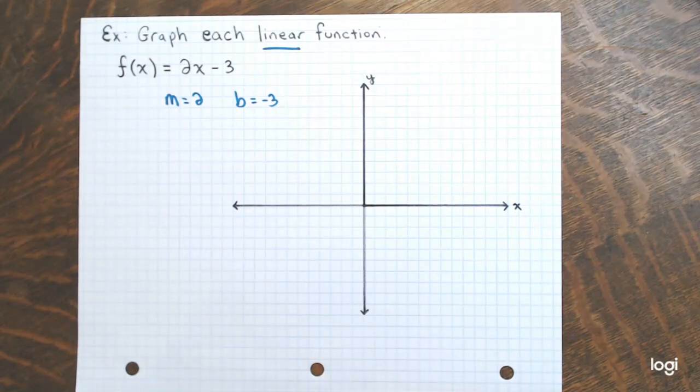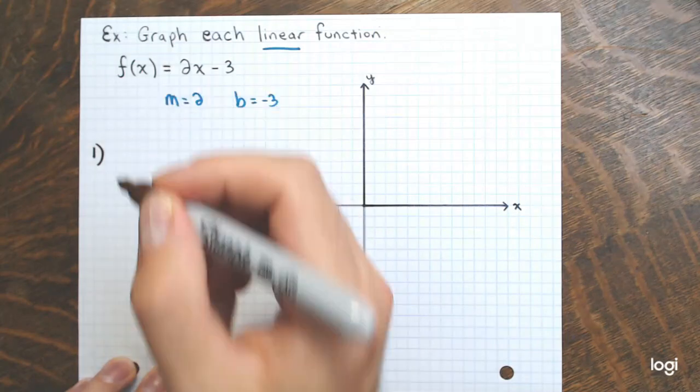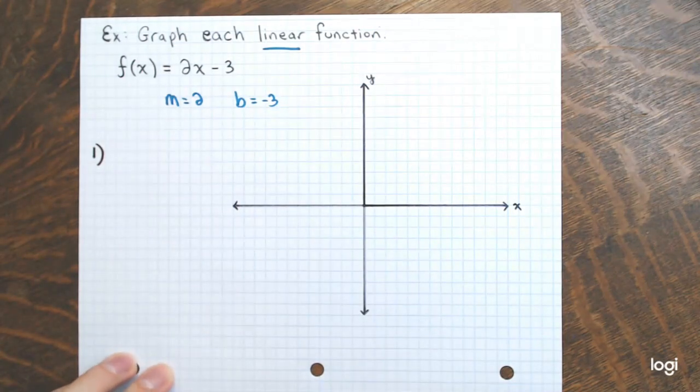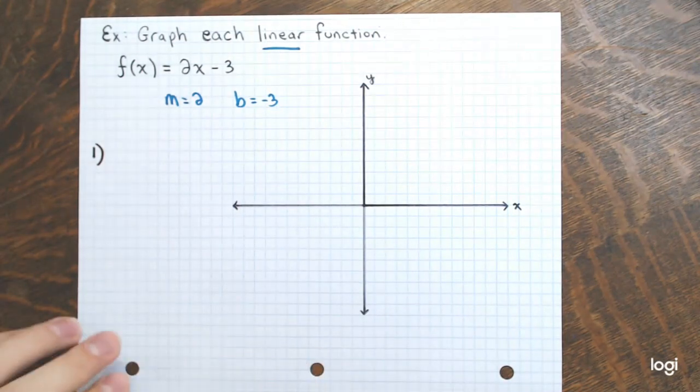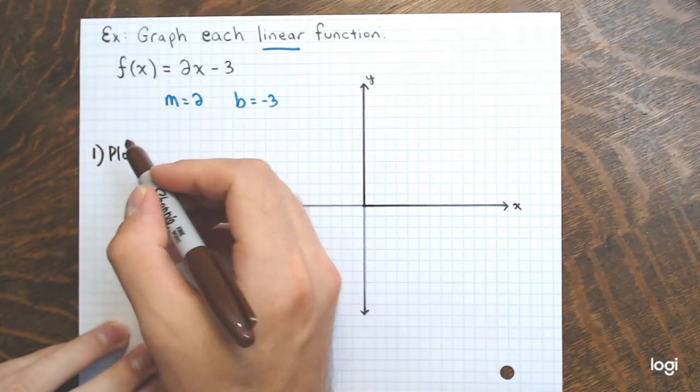Here are the steps I'm going to follow, what I'm going to do to graph this. First, plot a point on the line. Now, if it's in this form, the easiest point to plot is the y-intercept.